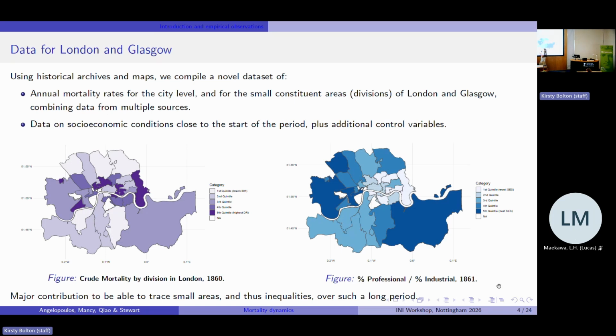So what I'm showing is just a snapshot of two bits of the data for London. This is crude mortality by division in 1860. You can see there are areas that have higher mortality than others. And this is the percentage of the population, or at least the males in the population, who are professionals divided by industrial classes. So it gives you an idea of the kind of socioeconomic conditions in the divisions.